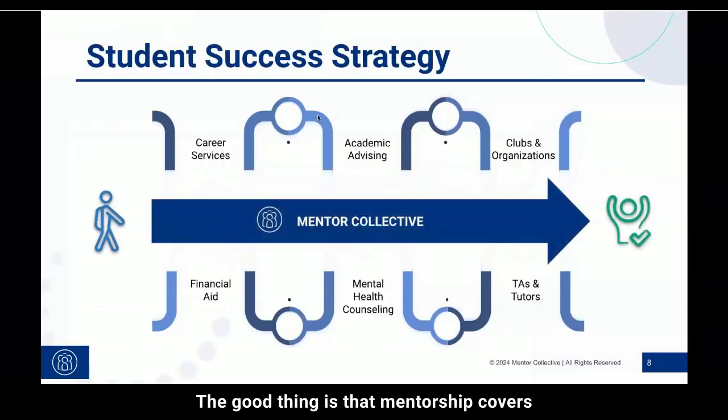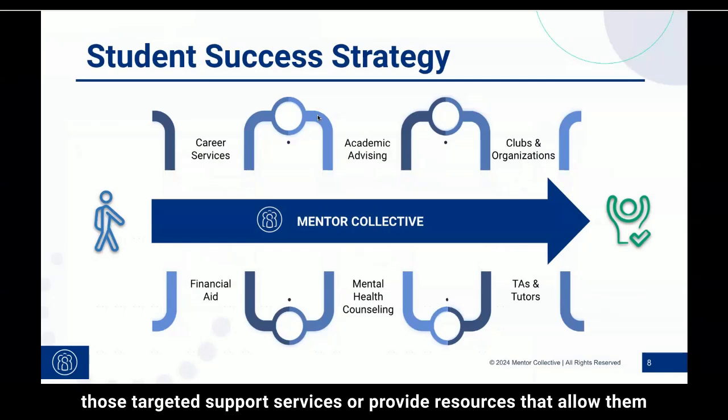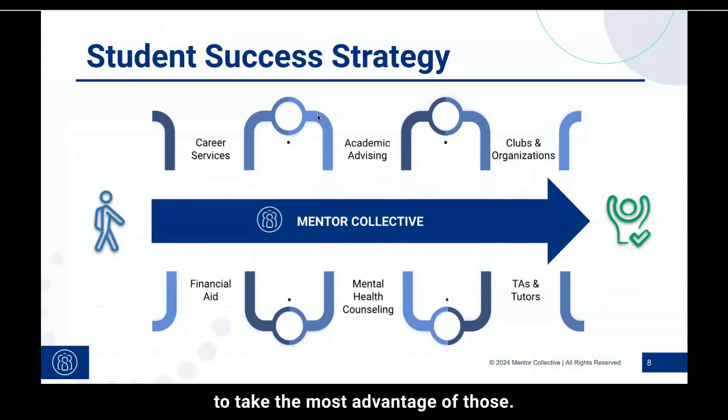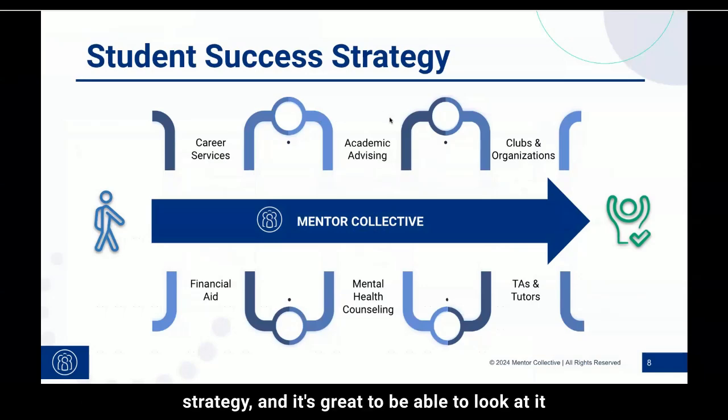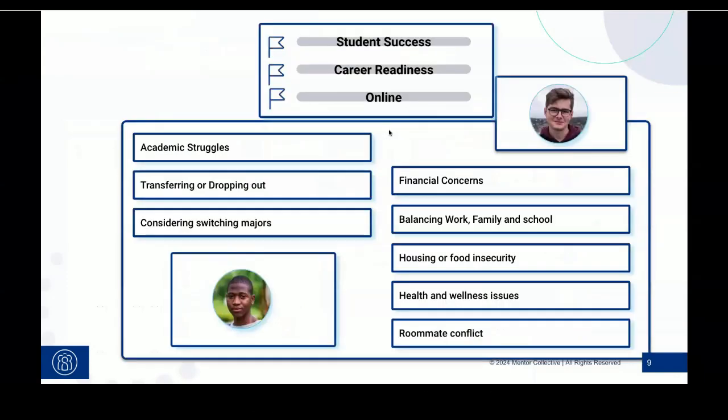The good thing is that mentorship covers all of those different categories, right? When students are talking to peers and peers have the ability to raise flags, it can either direct students to those targeted support services or provide resources that allow them to take the most advantage of those. So mentorship is really an umbrella over your whole student success strategy. And it's great to be able to look at it that way and to know the power of it.